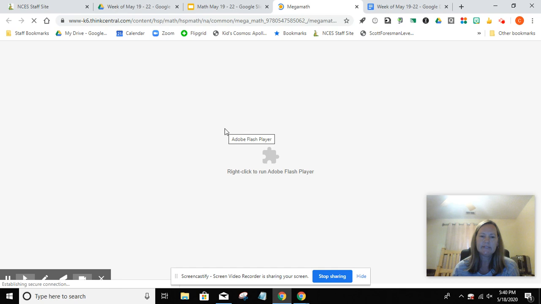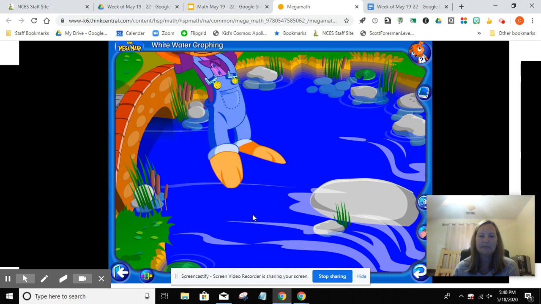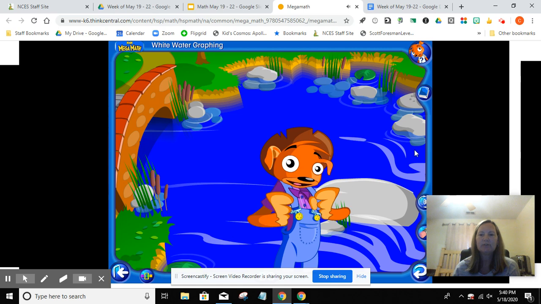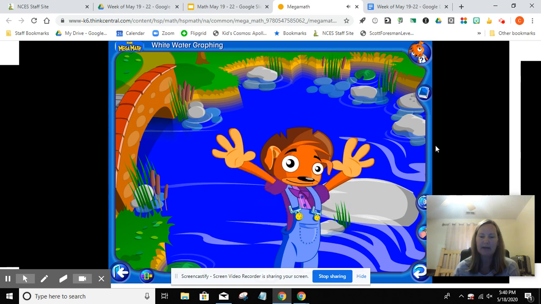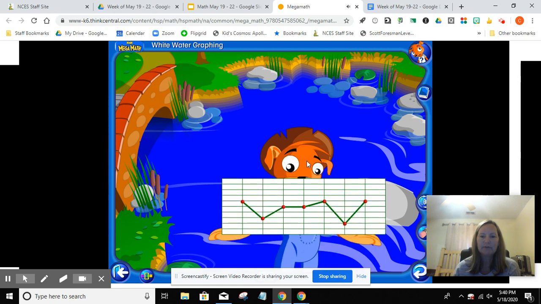You may have to allow it. And make sure you have your volume on. I'm going to have my volume off just because I'm speaking at the same time, but it's just going to go through some examples, very similar to what you guys had seen with Go Math. And this actually comes from that program of Go Math. So a lot of it should look familiar the way that they're representing it.